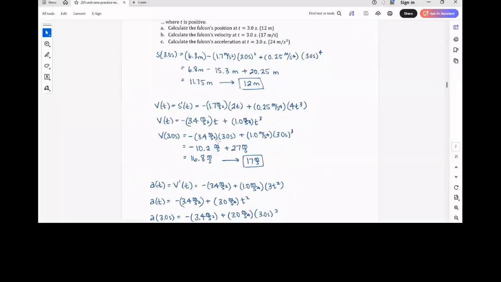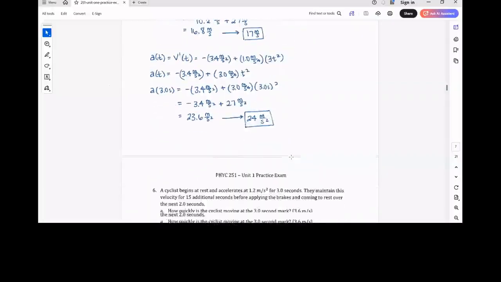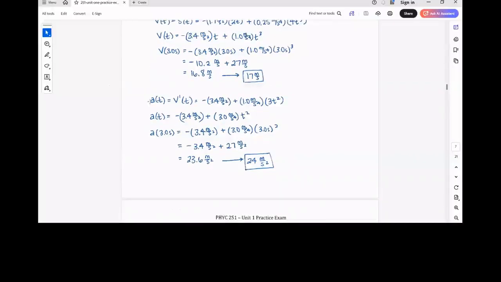And when I plug in the time, 3.0 seconds, one of the seconds that's present in the numerator of the acceleration term here gets canceled, but not both of them. So I still have meters per second here, and I end up with meters per second in that last term as well. So negative 10.2 plus 27 gives me 16.8 meters per second, to 2 sig figs that is 17 meters per second.